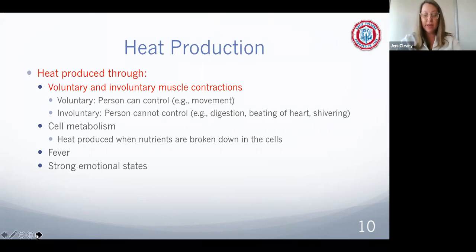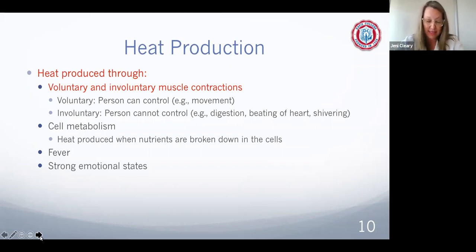What is a voluntary contraction? This is what we can control. This is movement, us moving our arms. Involuntary, this is what we cannot control. This is digestion, the beating of our heart. When we're sleeping, we do not wake up to remind ourselves to breathe. This is something that's going to happen and we have no control over.